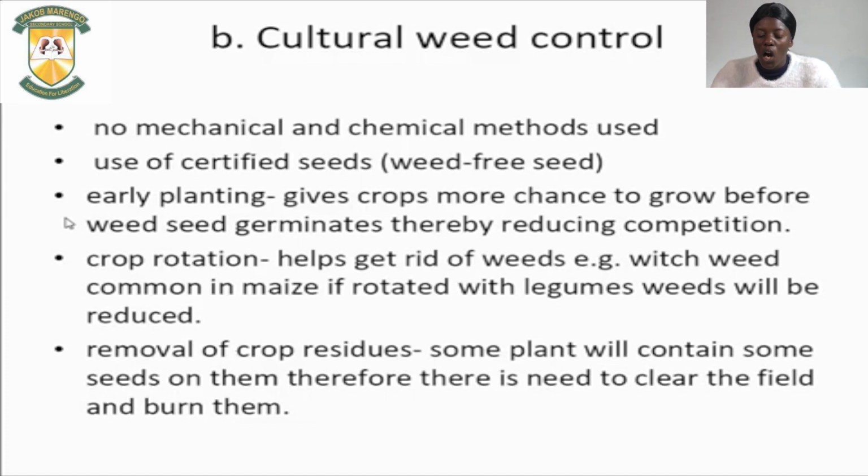We also have crop rotation. It helps to get rid of weeds. For example, we have got the witchweed, which is common in maize. So if a maize plant is being rotated with a legume, we find that this weed is being reduced.